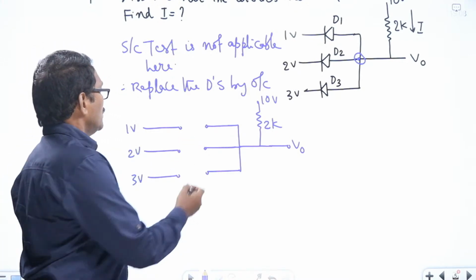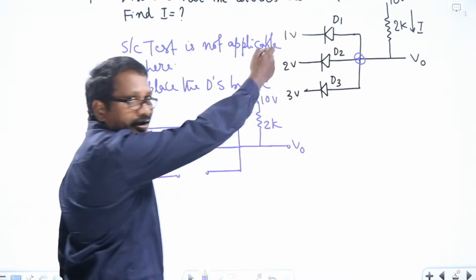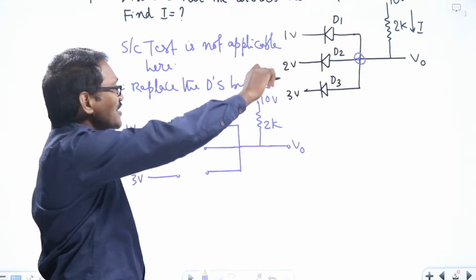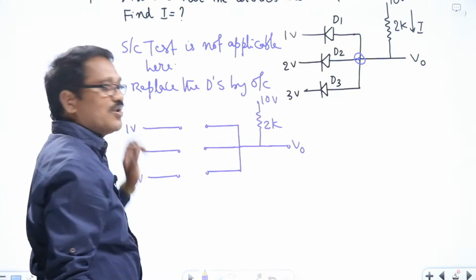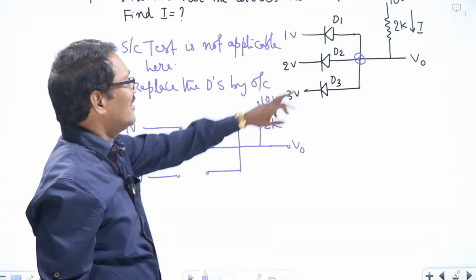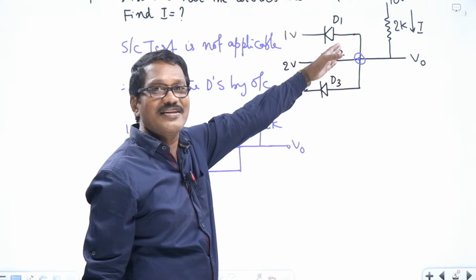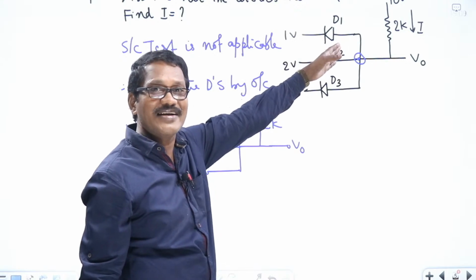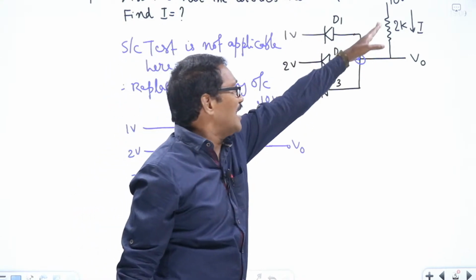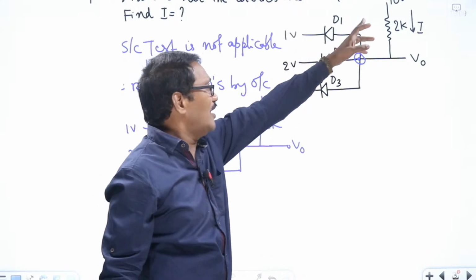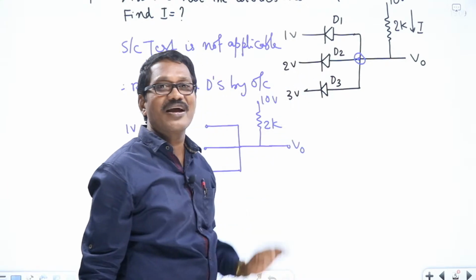Now the current is assumed to be from P to N, not from N to P. That is why 10 minus for diode D1. So VA minus VC is 10 minus 1 volt, 9 volts. Please observe here, this is the anode terminal and this is the cathode terminal. In the case of the open circuit test, the current direction is assumed to be from P to N, not from N to P. That is why 10 volts minus 1 volt for diode D1, 10 volts minus 2 volts for diode D2, and 10 volts minus 3 volts for diode D3 will come into the picture.